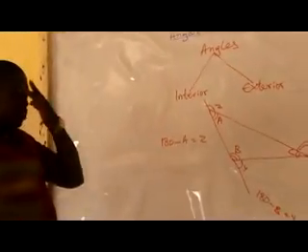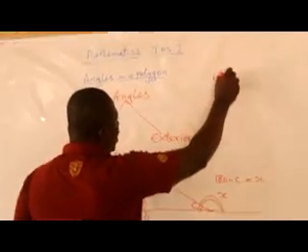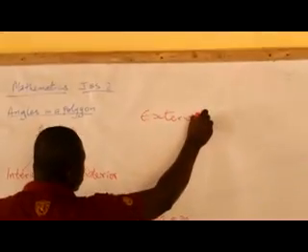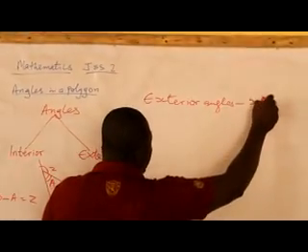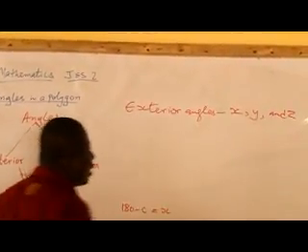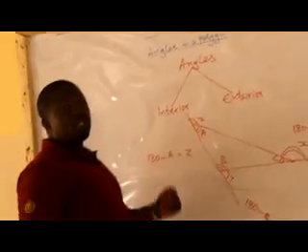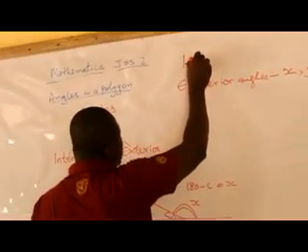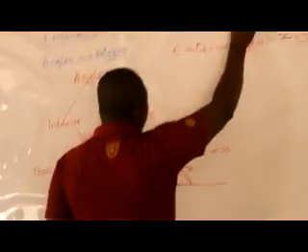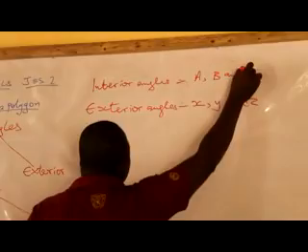So from here, to illustrate what we just told you, when we talk about exterior angles in this illustration, the exterior angles are X, Y, and Z. These are the exterior angles, on the outside. Now the interior angles, inside, are angle A, angle B, and angle C. These are called the interior angles.